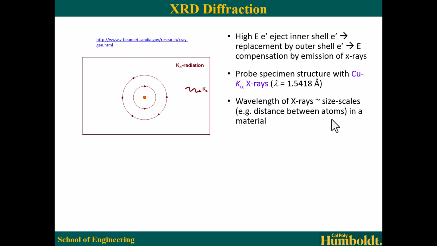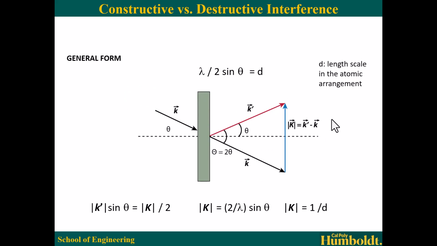And we need a regularly spaced array of obstacles, the first condition for diffraction. We need the distance and the wavelength to be commensurate, on the same order. And then we need constructive interference. So let's go ahead and get to this next one.